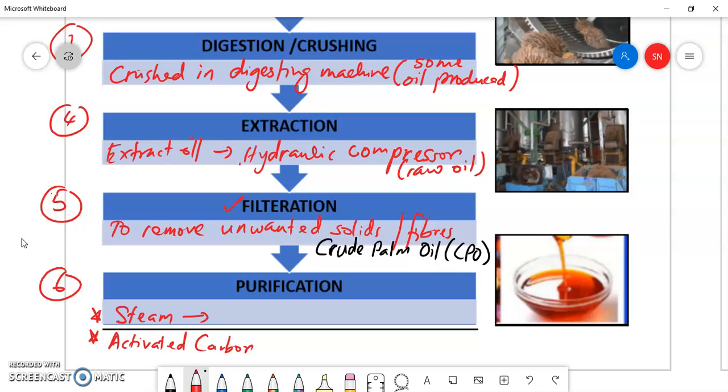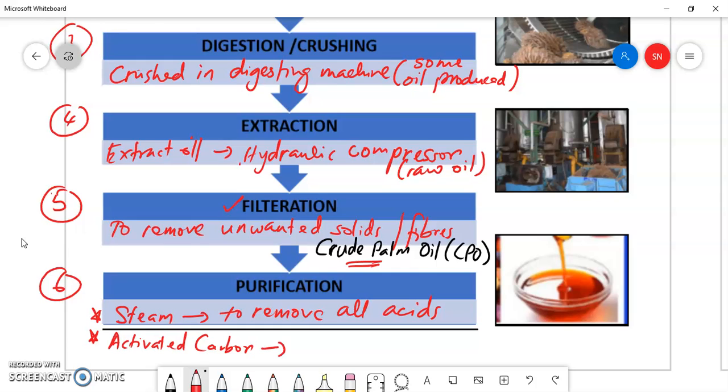Okay, why do they run it through steam at the end? Now we got crude palm oil, right? We're going to run it through steam to remove all the acids. There are a lot of kinds of acids in the oil which they want to remove. So this steam is to remove all the acids. Okay, you got to remember this. What is the function of steam in the purification process, which is the last step in the palm oil extraction?